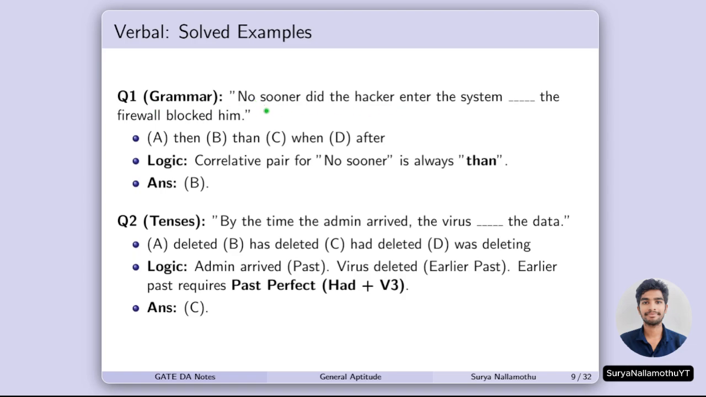So first, let me go to the grammar. No sooner did the hacker enter the system than the system firewall blocked him. The hacker entered the system, then the system firewall blocked him. The correlative no sooner is always followed by than. So the correlation pair logic will be applied here. And this is the tenses logic. In the tenses logic we apply: by the time the admin arrived, the virus had deleted. It means we need to apply had here. Why did we apply had here?